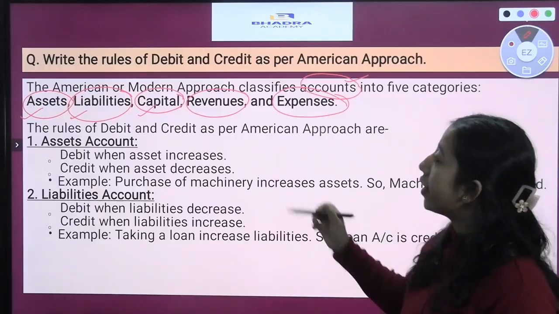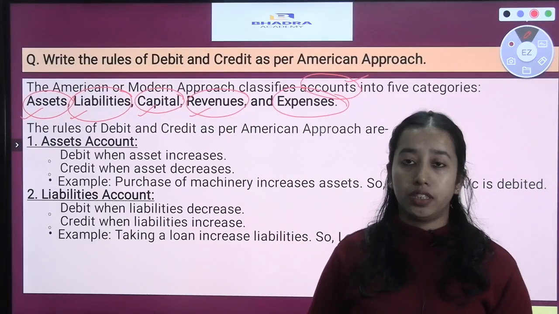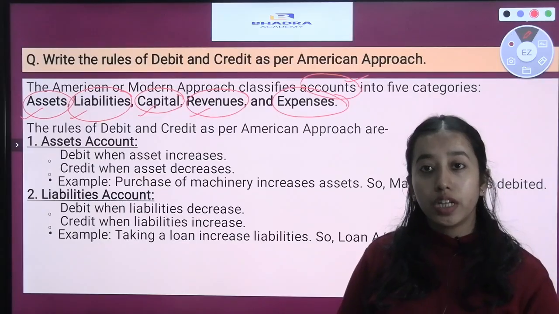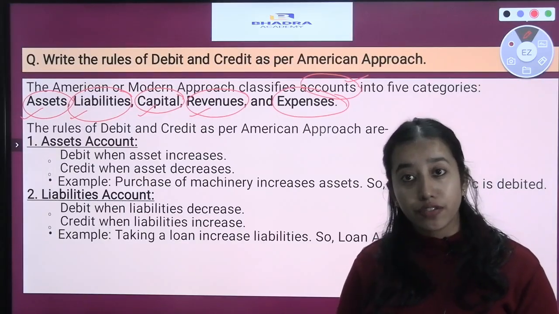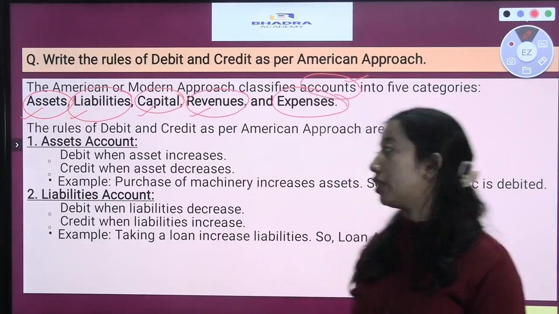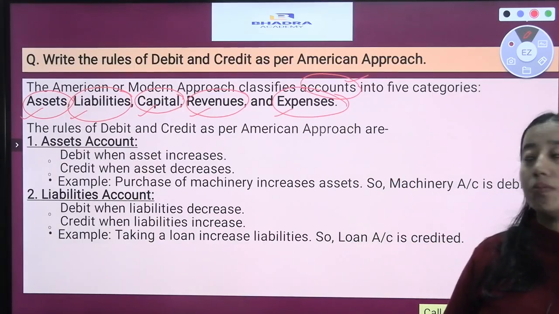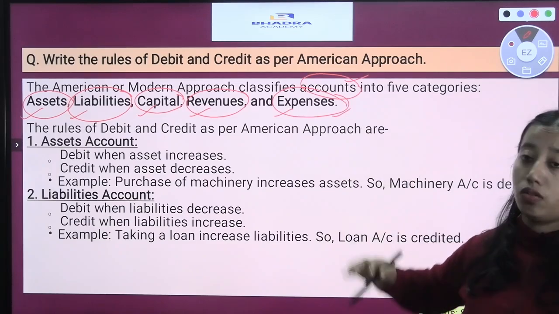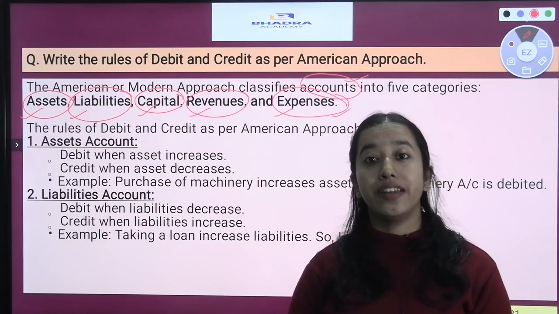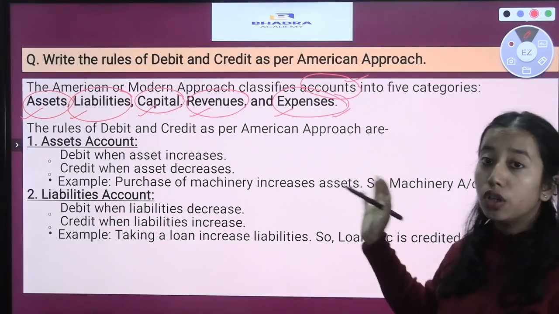The next is the revenue account. Revenue accounts are all those income accounts of the business. Under the revenue accounts, the interest received will come, then rent received. Next is the expenses account. All the expenditures of the business come under the expenses account. For example, depreciation is an expenditure, and salary paid becomes an expense.